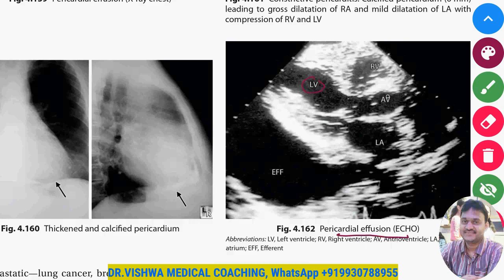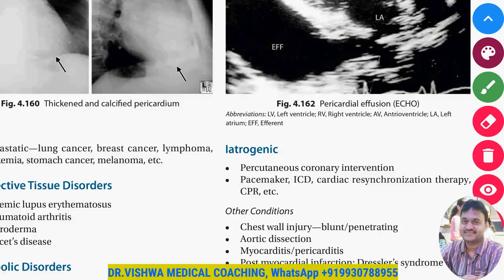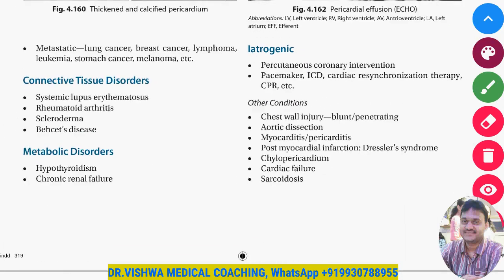If you can see, this is the left ventricle, left atrium, aorta, aortic wall, right ventricle, and here we have the effusion. So you see that total black around the heart, because fluid looks black in the X-ray as well as any radiological investigation.